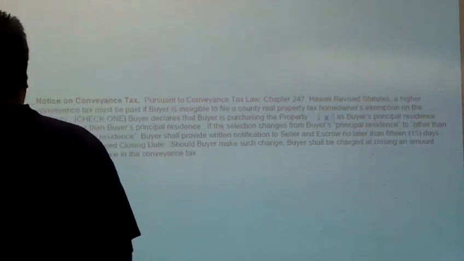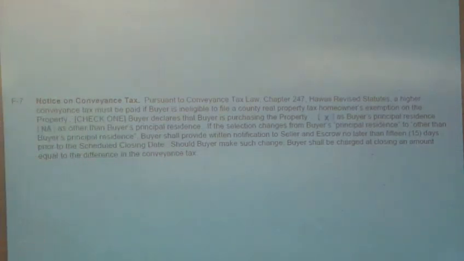Conveyance tax, F7. Pursuant to the conveyance tax law, nothing can be recorded until a conveyance tax certificate is filed and paid. And that's why escrow will always collect that conveyance tax up front from the seller's proceeds. Seller always pays the conveyance tax.